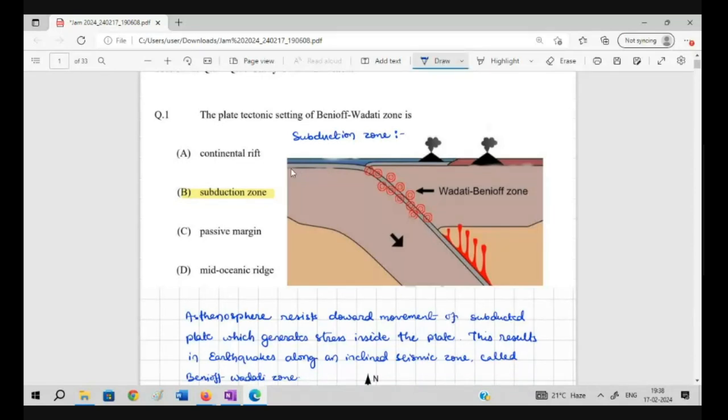This plate, you can see, is the subducting plate which is going beneath the crust, and this one is the overriding plate. The Wadati Benioff zone is nothing but the part of the subducting plate. This zone is called the Wadati Benioff zone, and it is associated with, as you know, deep focus earthquakes. So yes, it is associated with the subduction zone. Option B will be the correct answer.